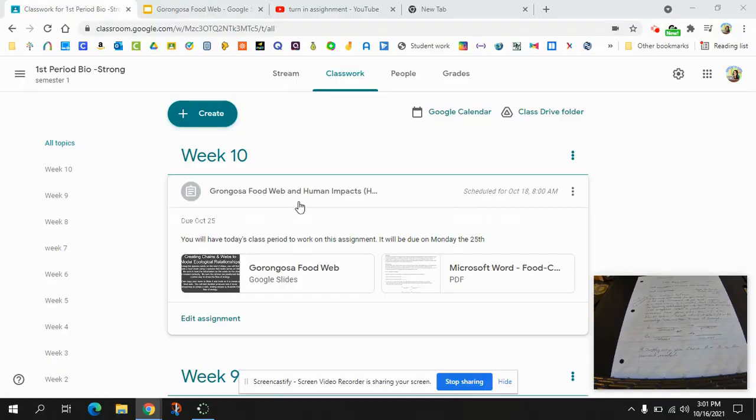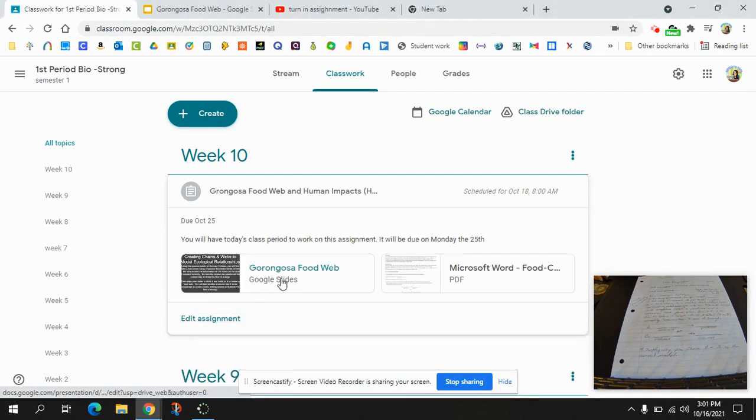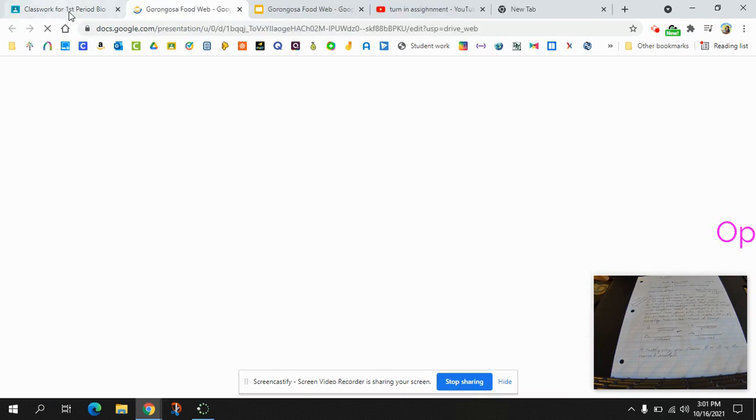Okay, the Grongosa Food Web Human Impacts homework assignment should be posted under week 10. What you need to do is open the assignment up, and you are going to have two different parts to work with. You're going to have a digital Google Slides that provides you with the different species cards, and a Microsoft Word PDF. In this assignment, you are going to be writing out all of your answers on notebook paper. So go ahead and get out a piece of notebook paper, open up the Google Slides, and open up the PDF.